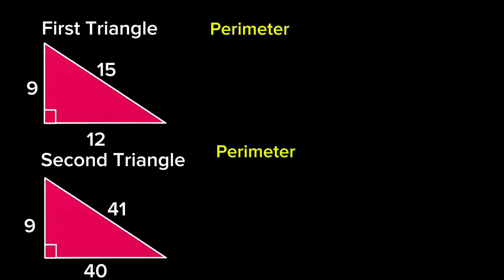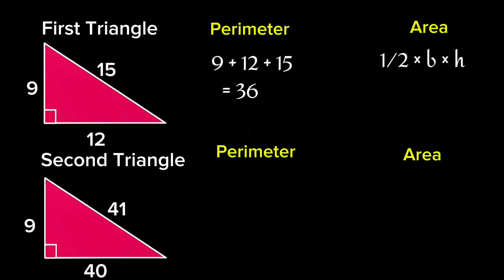Now, let us calculate the perimeter and area of each one. For our first triangle, the side lengths are 9, 12, and 15. To find the perimeter, we simply add all 3 sides. 9 plus 12 plus 15 gives us 36. So, the perimeter of the first triangle is 36 units. Now, let's find its area. The area of a right-angled triangle is 1/2 multiplied by the base multiplied by the height. So, we have 1/2 multiplied by 12 multiplied by 9. Half of 12 is 6. And 6 multiplied by 9 gives us 54. Therefore, the area of the first triangle is 54 square units.